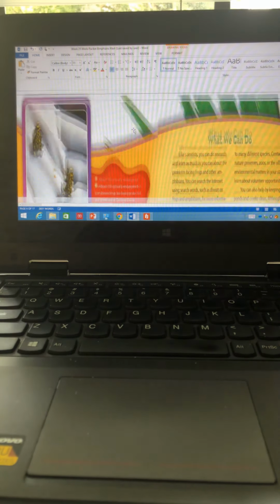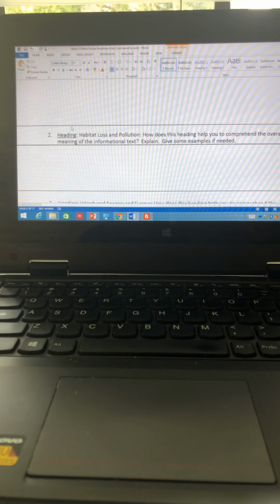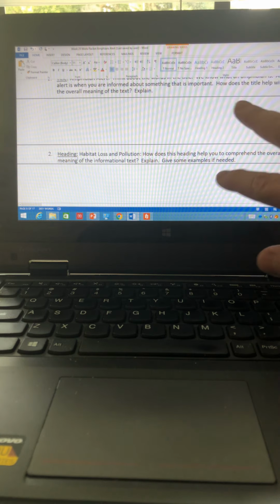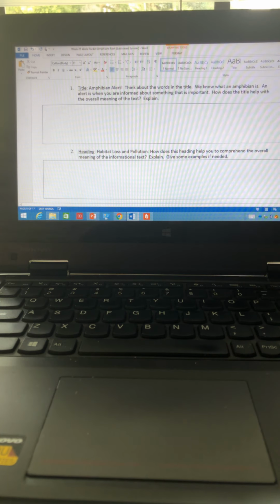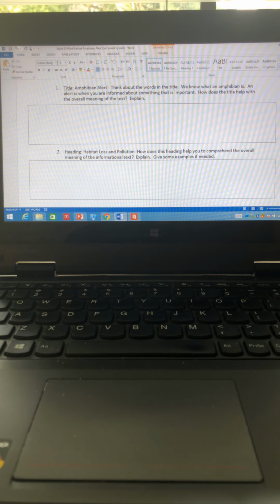Then the next part of your assignment, that would be part of your graded assignment. Once you get through the text, which we just read together, you're going to go back in the text and look at the title and at 3 different headings. I'll gladly read these to you and explain anything that might help you understand them a little bit better. The title, Amphibian Alert.